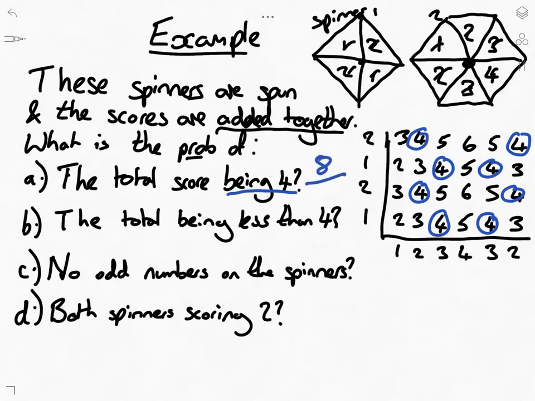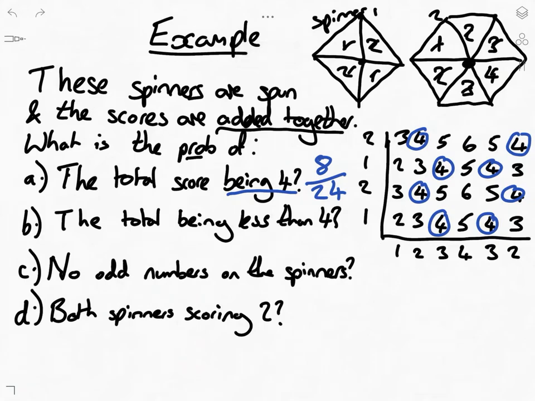And how many different possibilities were there? Well, there's 6 along here and 4 here. So 6 times 4, 24. If you want to check, you can count them all. 1, 2, 3, 4, 5, 6, 7, 8, 9, 10, 11, 12, and so on. You get 24.